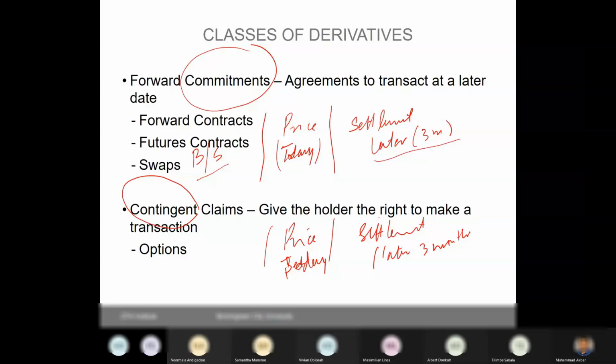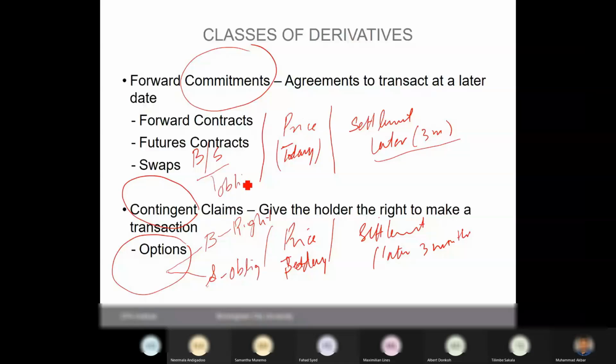In options, there is one party, for example the buyer of the option, and the other is the seller of the option. The buyer has the right, but not the obligation. And the seller has the obligation. Here we said both parties have obligation. Here we are saying one party has the right, the other has the obligation.